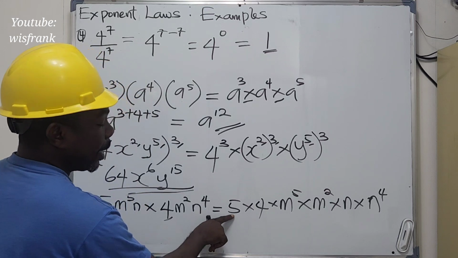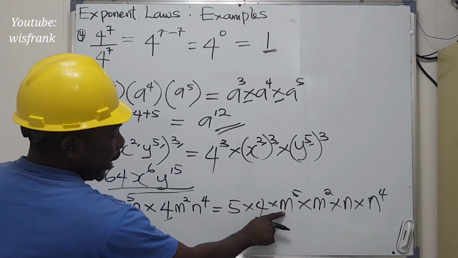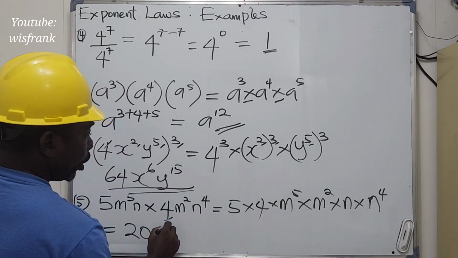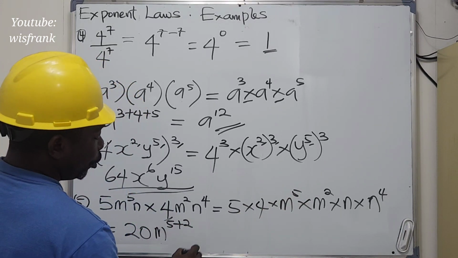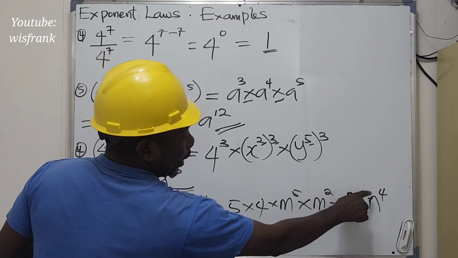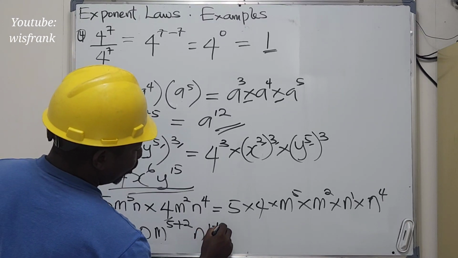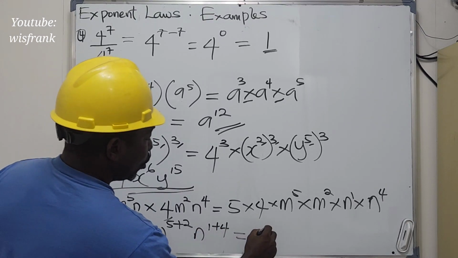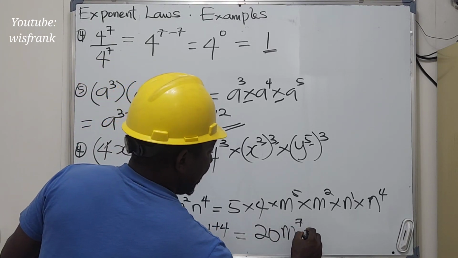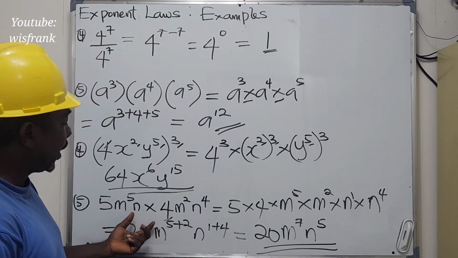So in this case, we can see that 5 times 4 is 20. So we have 20. Then m to the power of 5 times m to the power of 2 is the same thing as m to the power of 5 plus 2. So we have the next one, n to the power of 1 times n to the power of 4 is the same thing as to the power of 1 plus 4. So this will give us 20 m to the power of 7, then n to the power of 5. So this is what we have as a solution to this expression.